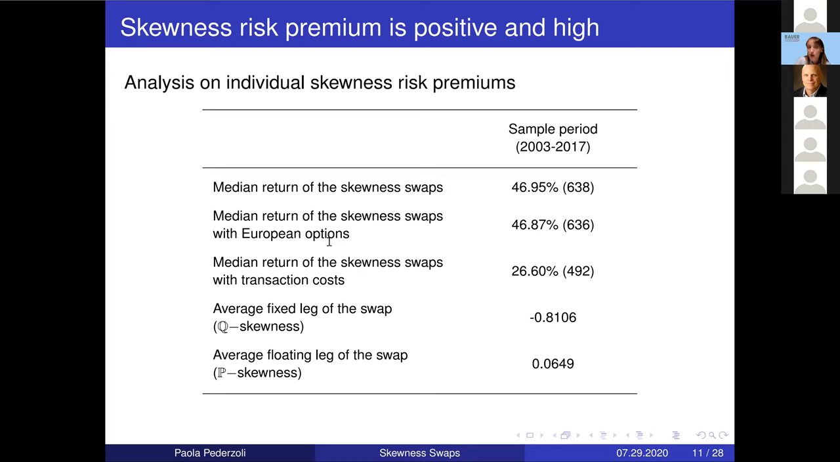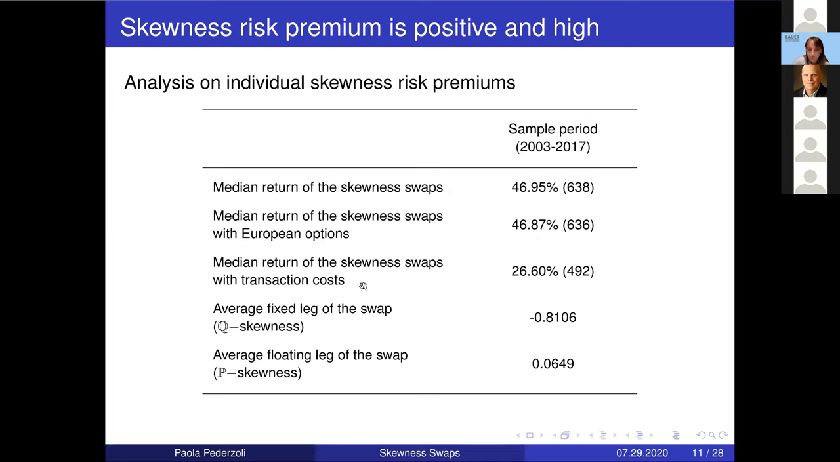So the first one, I compute the return of the skewness swap considering European options. What I do is what the literature usually does: I take the American option, and from that I back out the European option. So this swap is not tradable, but it tells me the return of the European swap, and it's basically the same. So we don't have to worry about early exercise premium.